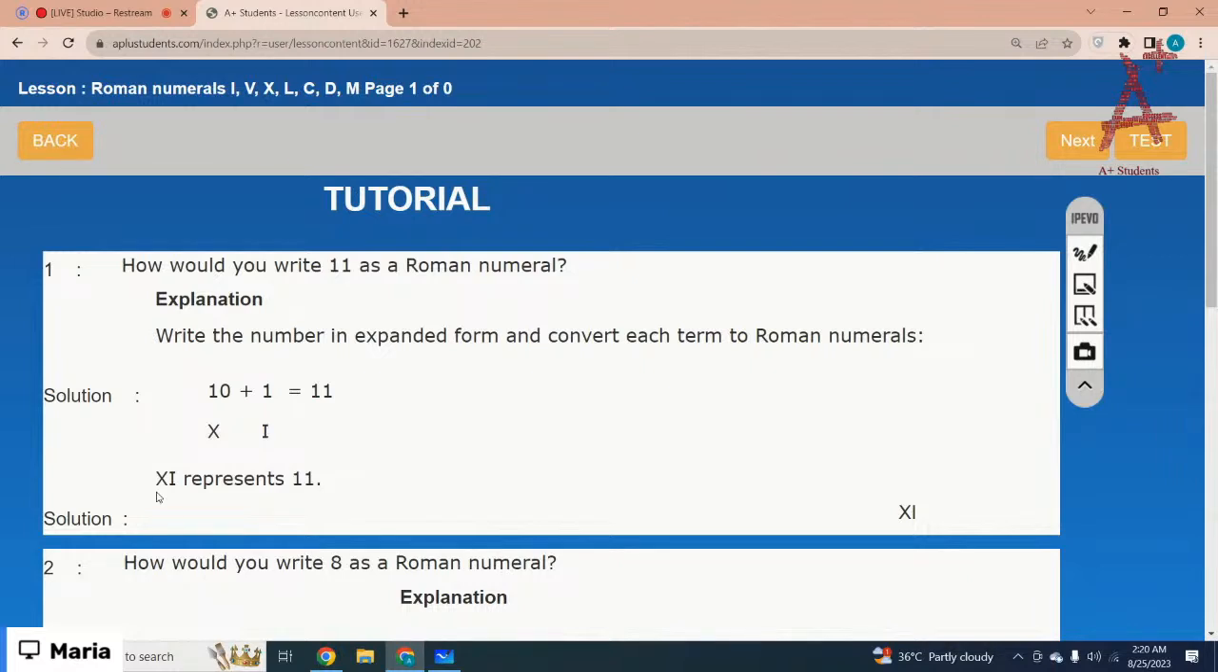We can write 10 as X. And because 11 is one more than 10, you can put I on the right hand side of the 10, right? If you put I on the right hand side, that means 1 is increasing to 10. If you put I on the left hand side, that means 1 is decreasing and it makes 9, right? So 11 is X and I.